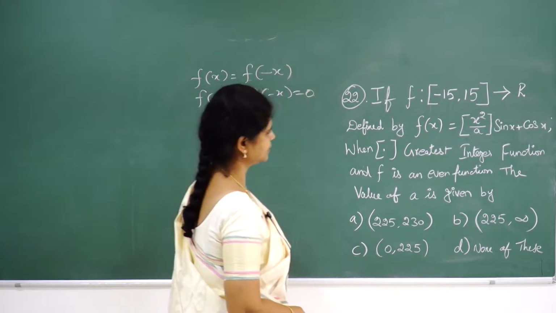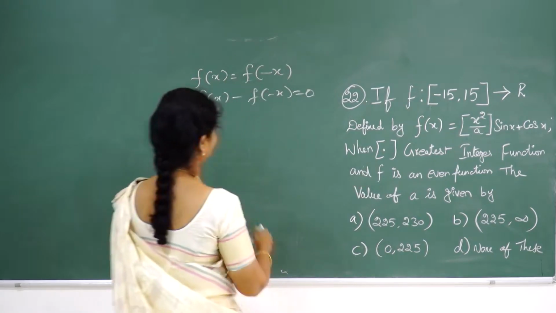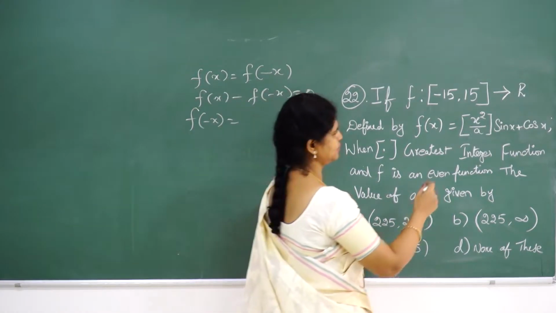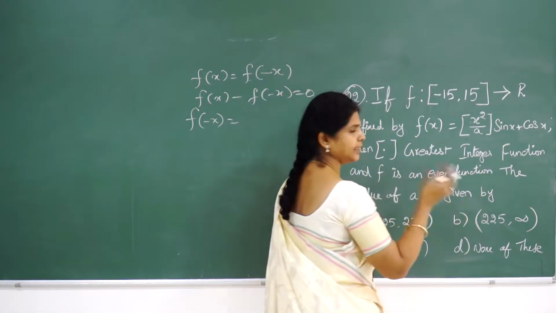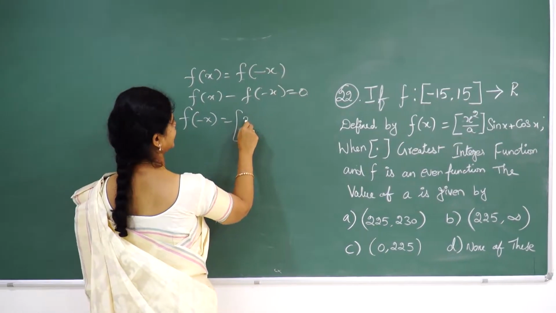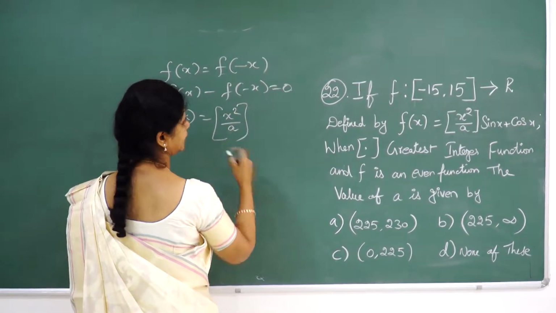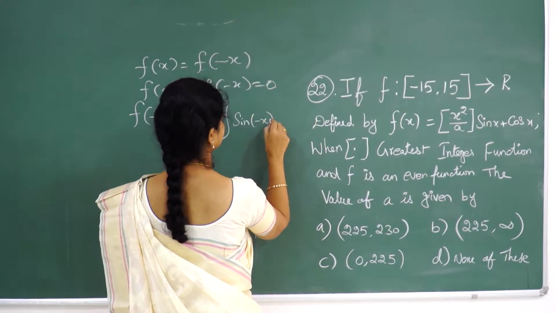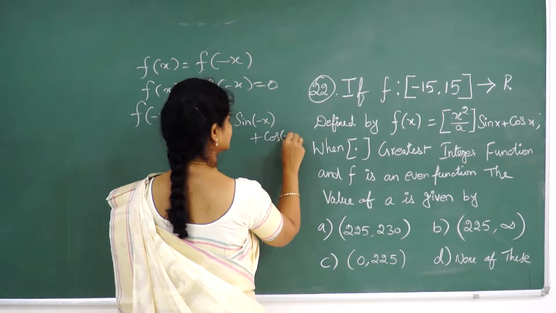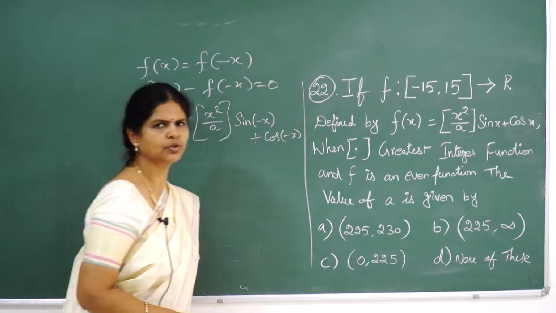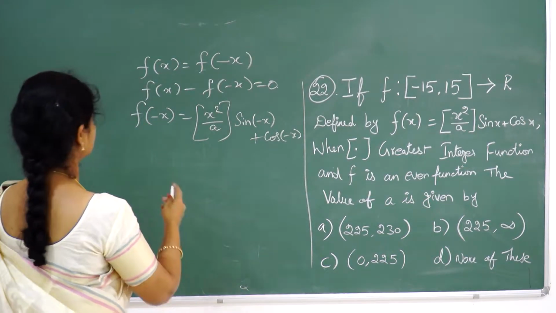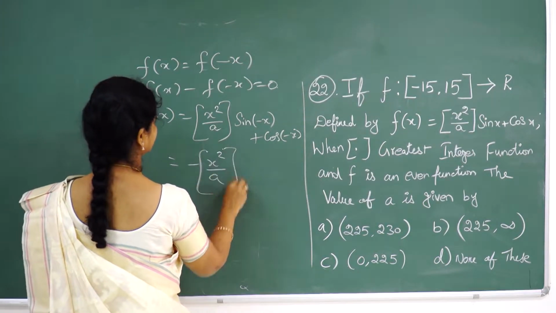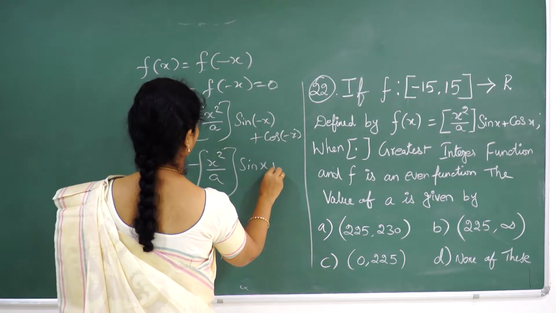So your function f of x is given, you find f of minus x. What is the value of f of minus x? When you substitute x as minus x, you get the same x square again, isn't it? So x square by a, into sine of minus x, which is minus sin x. Next, plus cos of minus x. Cosine is an even function, so cos of minus x is cos x. So this is equal to minus x square by a greatest integer sin x plus cos x.